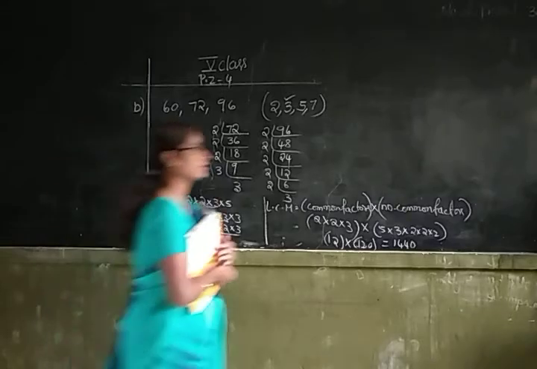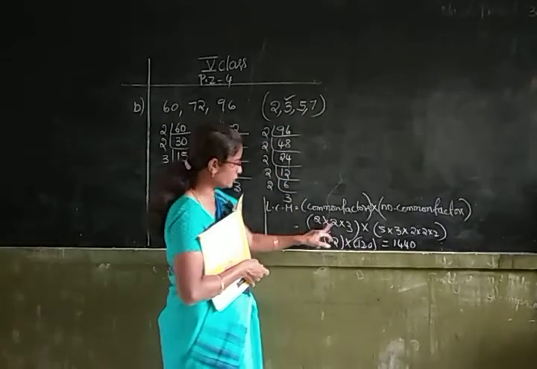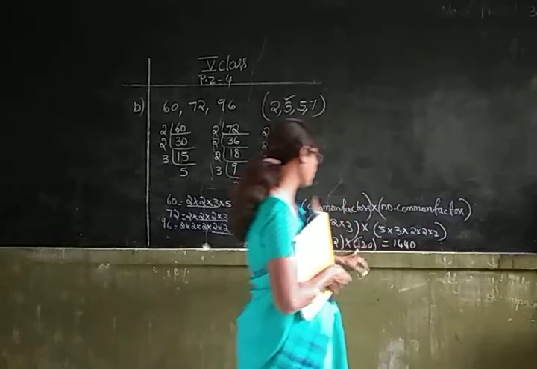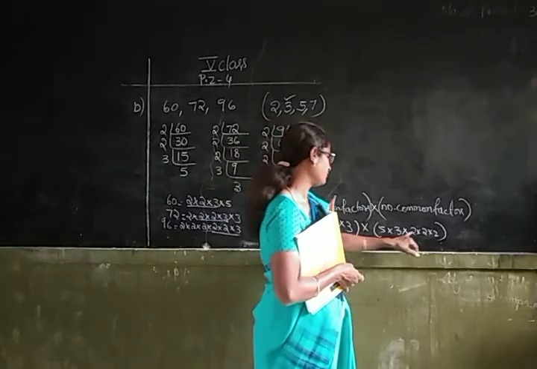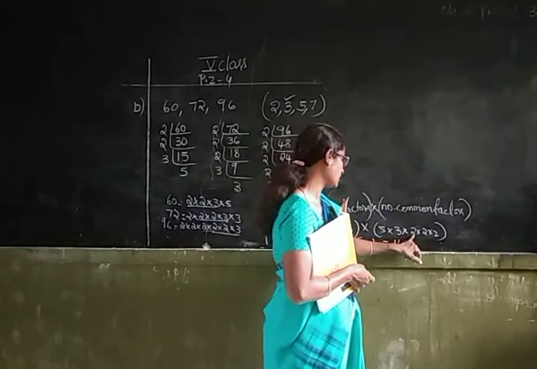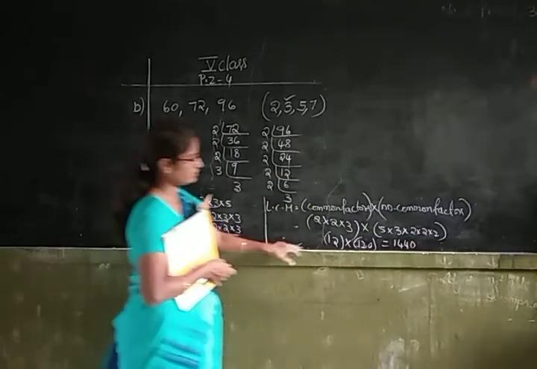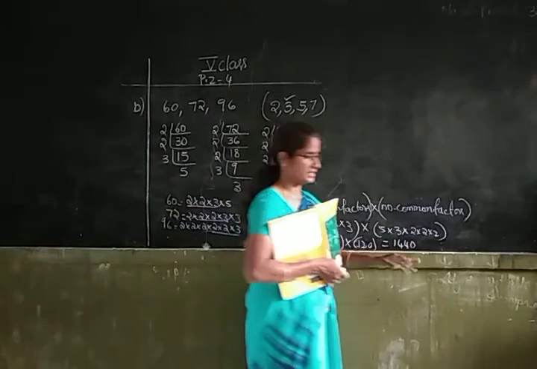We have to multiply the common factors with non-common factors. 2 into 2 into 3 is 12. 5 into 3 into 2 into 2 into 2 is equal to 120. 5 3s are 15. 15 2s are 30. 30 2s are 60. 60 2s are 120. So 12 into 120 is 1440.